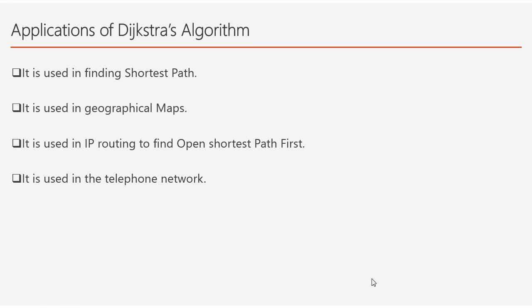And also it is used in IP routing. If a packet has to be transferred from one computer to another computer, then it needs to go through the shortest path. In that case also, to route the packet, you can use Dijkstra's algorithm. Also, it is used in the telephone network. So these are some of the applications of Dijkstra's algorithm.